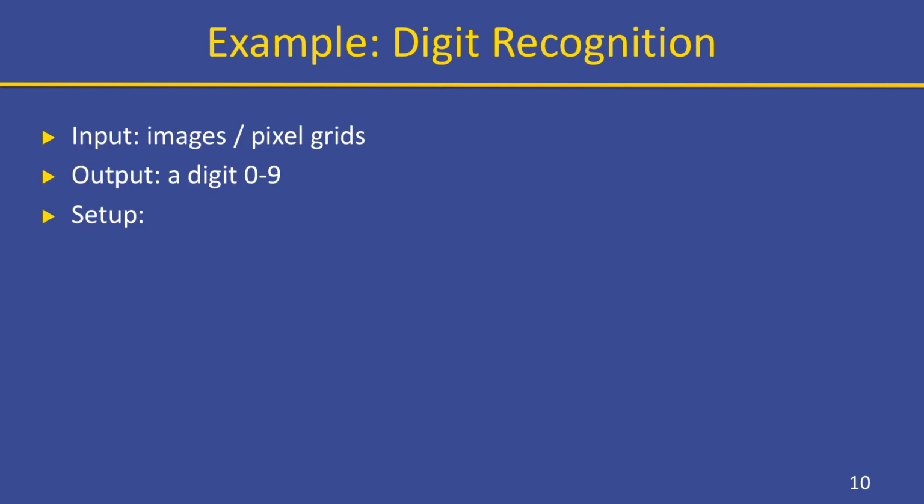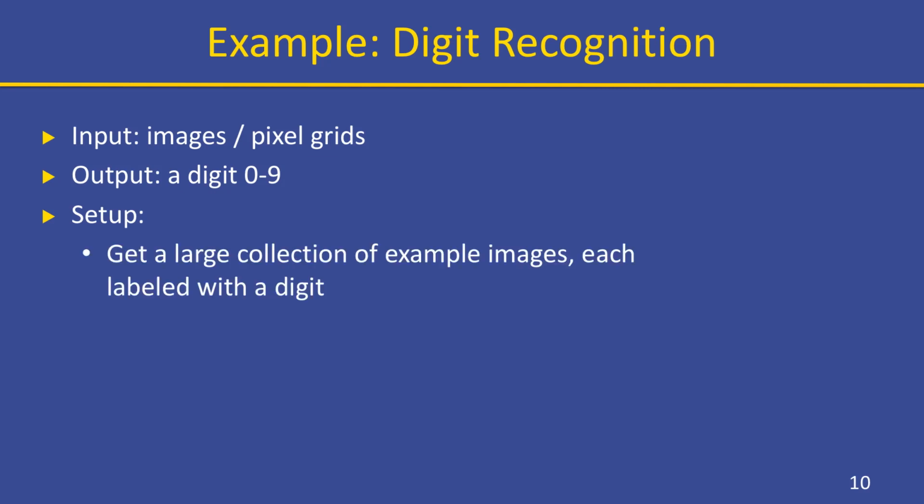Now let's take a closer look at a digit recognition classifier. Here our input consists of an image of a handwritten character. This image may be represented by an array of pixel values. The output is a digit, 0 through 9. So here we don't have a binary classifier, we actually have 10 possible classes, 10 possible labels for each image.